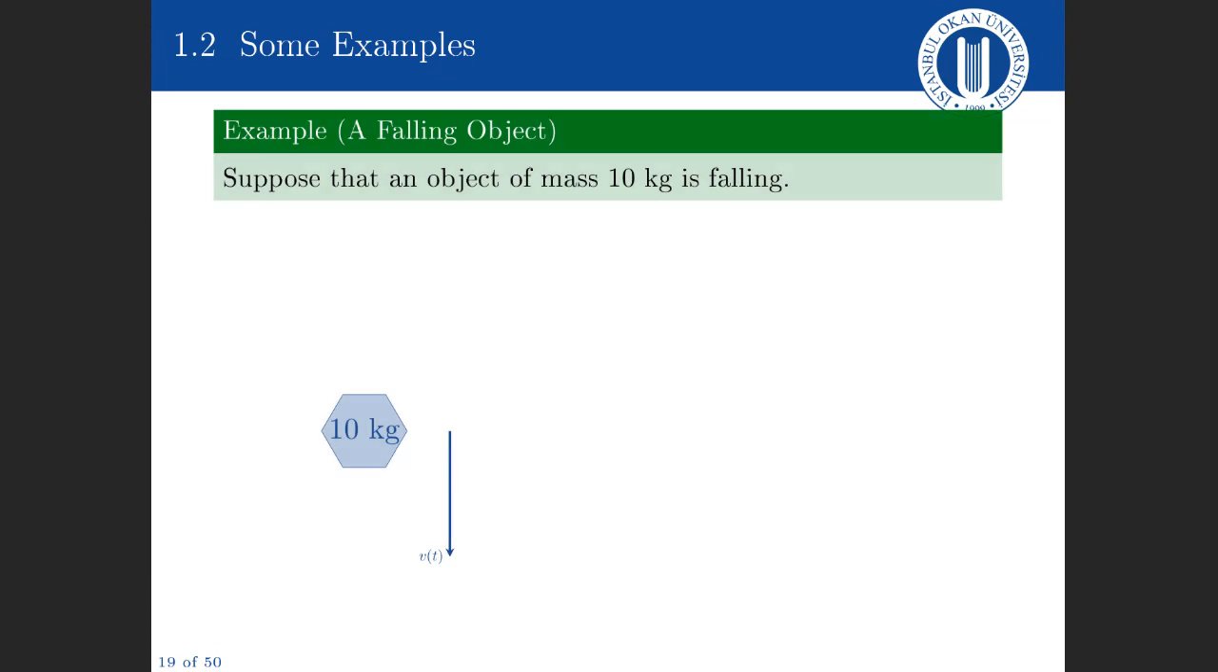First example, suppose we have an object of mass 10 kilograms, which is falling. v of t will be the velocity pointing downwards. We expect that the gravity affects the velocity of the object, and we also expect that the drag of the object affects the velocity of the object.